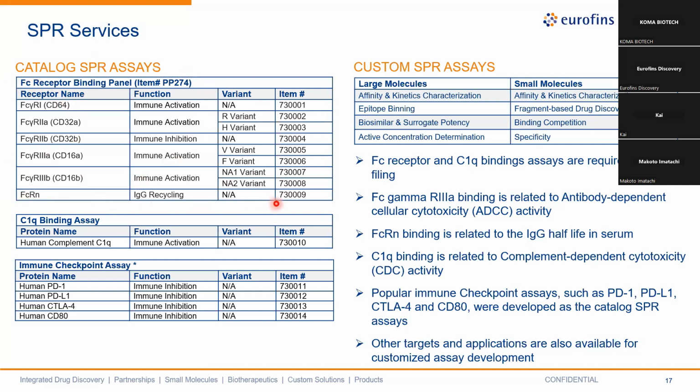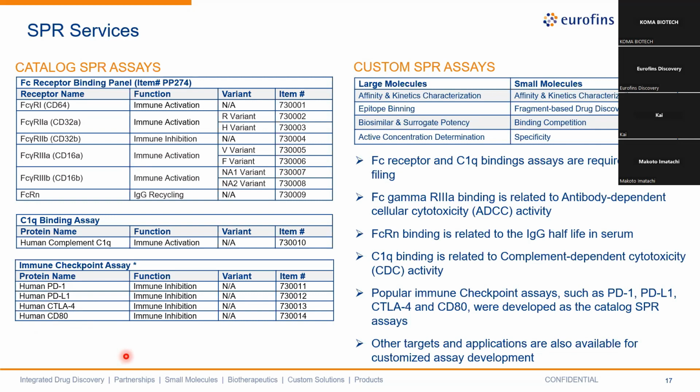And it has been pre-developed, so the turnaround time is faster and the fee is cheaper for this assay. Also C1q, related to CDC binding, is pre-developed. We have an item number here. You can see it on our website. And we also try to develop assays for the popular immune checkpoint targets PD-1, PD-L1, CTLA-4, CD8, already pre-developed. But of course, the binding partner is very different for each client.